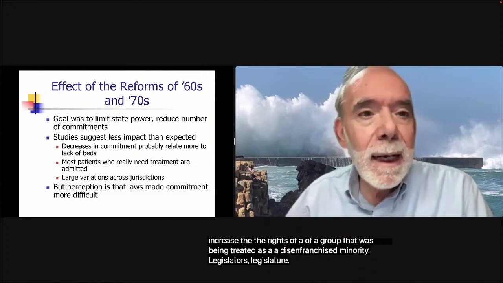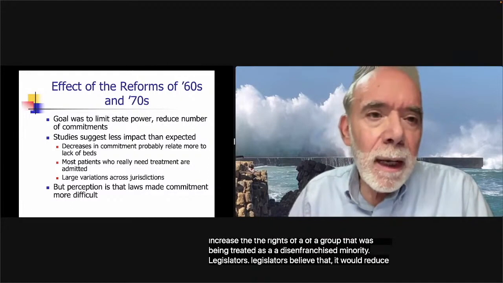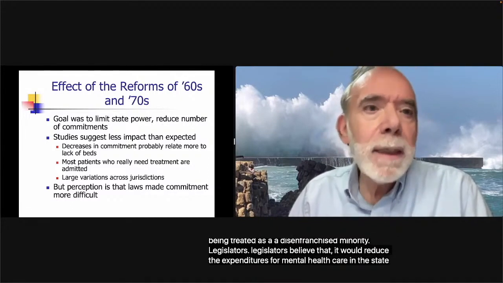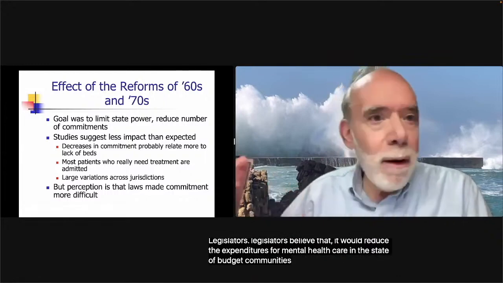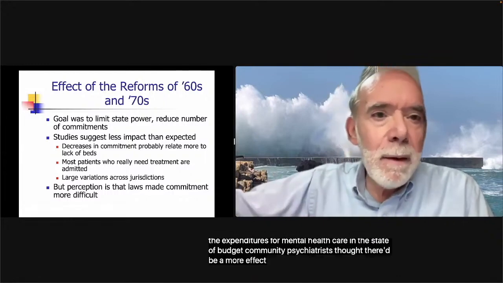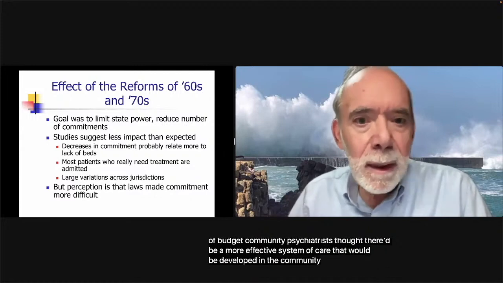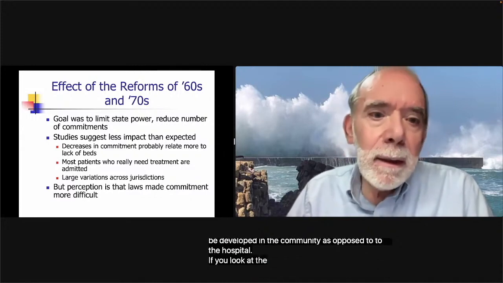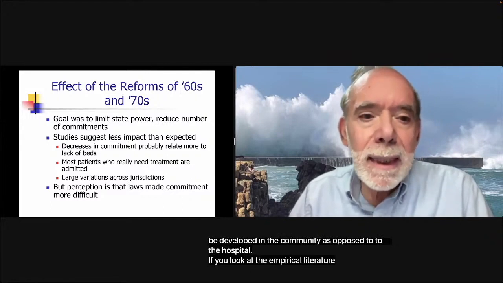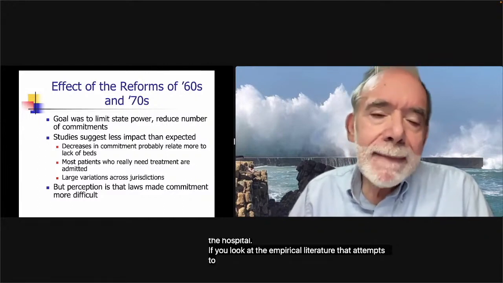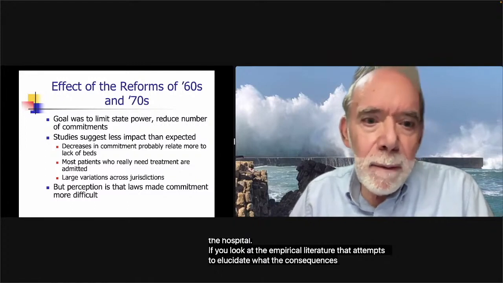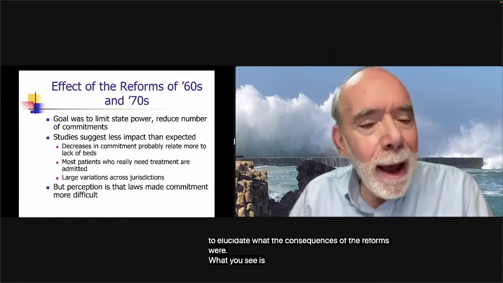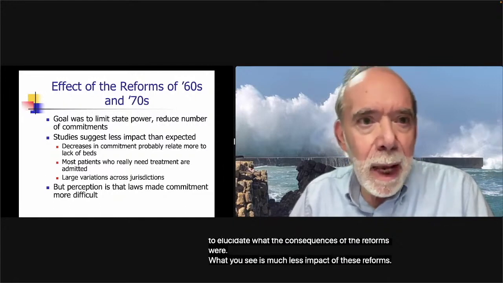Legislators believed that it would reduce the expenditures for mental health care in the state budget. Community psychiatrists thought there'd be a more effective system of care that would be developed in the community as opposed to the hospital. If you look at the empirical literature that attempts to elucidate what the consequences of the reforms were, what you see is much less impact of these reforms than expected.